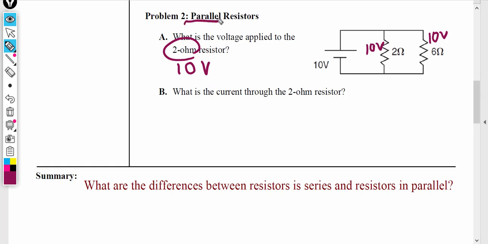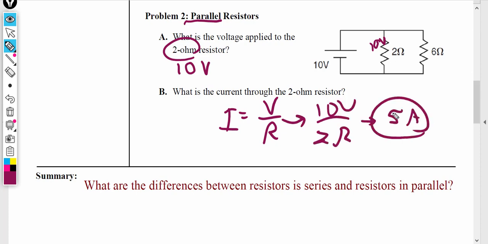However, in a parallel configuration, the current does not stay the same. The current depends on the resistor itself. And so what we do here is, knowing that the 2 ohm resistor has 10 volts applied over it, we can calculate the current as V over R. And we get 5 amps going down this branch.